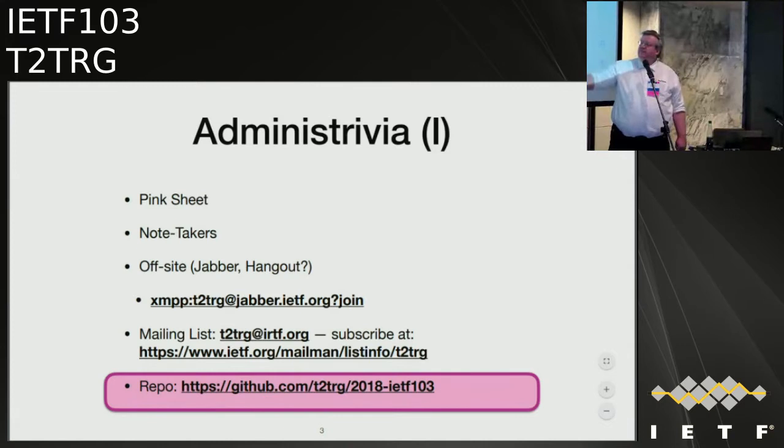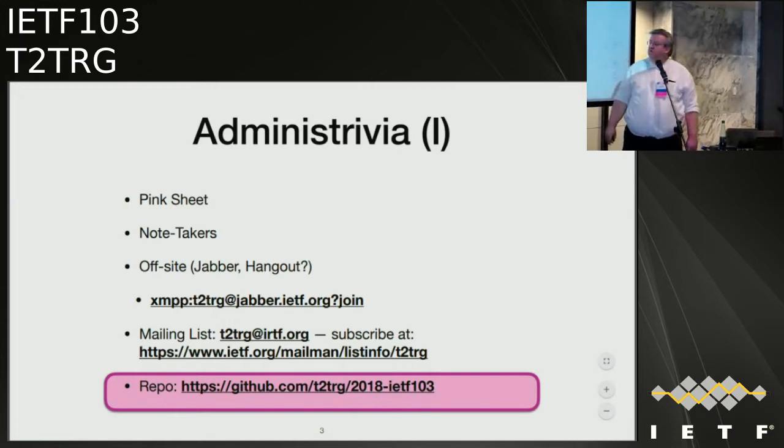Okay, and apart from the usual things that come with a working group or research group, there is also a GitHub repository under the GitHub organization T2TRG. And we create a repository for each meeting, and that's where the most recent slides are and where all other information is going to be.